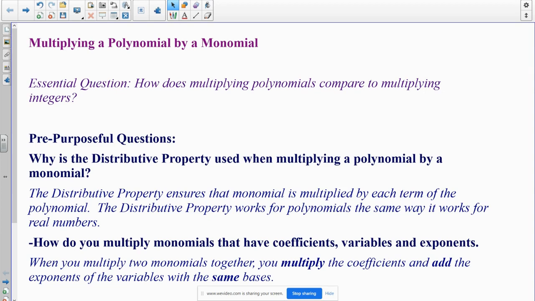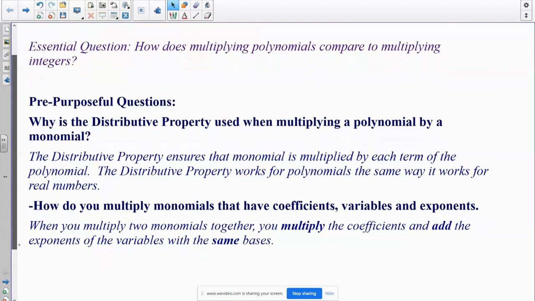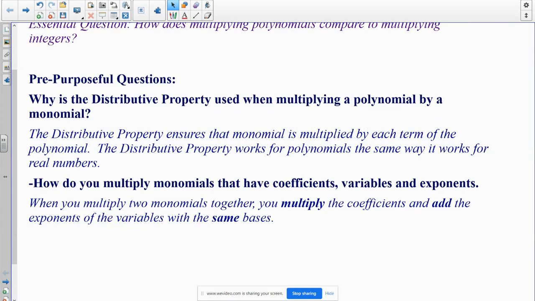Today we're going to be learning about multiplying a polynomial by a monomial. So the question I have for you, your essential question, is: how does multiplying polynomials compare to multiplying integers? First couple questions I have for you to get us going is, why is the distributive property used when multiplying the polynomial by a monomial? So that's what we're going to work on.